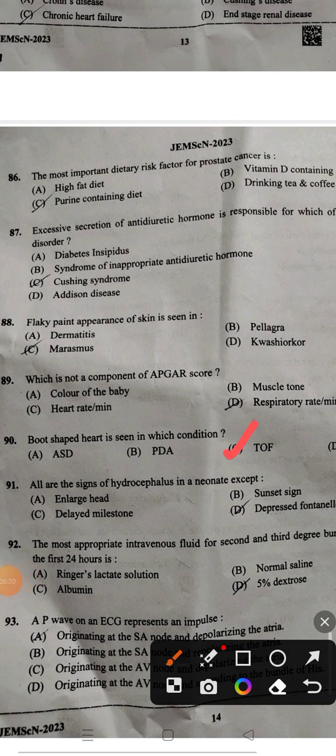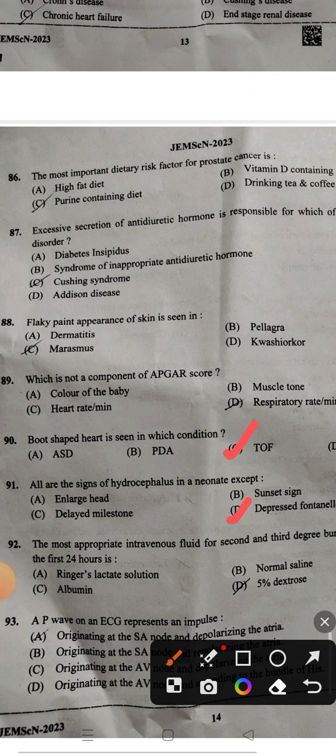Question number 91. All are the signs of hydrocephalus in a neonate except option A, enlarged head, option B, sunset eyes, option C, delayed milestone, and option D, depressed fontanelle. The correct answer is option D, depressed fontanelle. Depressed fontanelle is not present in case of hydrocephalus.